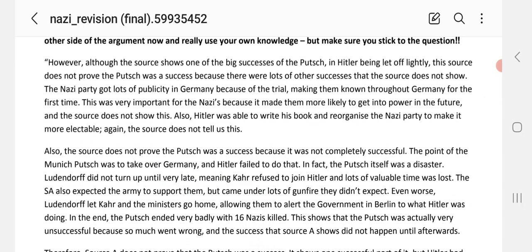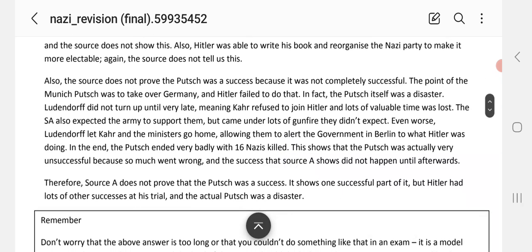However, although the source shows one of the biggest successes of the putsch in Hitler being let off lightly, the source does not prove the putsch was a success because there were lots of other successes that the source does not show. The Nazi Party got lots of publicity in Germany because of the trial, making them known throughout Germany for the first time. This was very important for the Nazis because it made them more likely to get into power in the future. And this source does not show this. Also, Hitler was able to write his book and reorganise the Nazi Party to make it more electable. Again, the source does not tell us this.